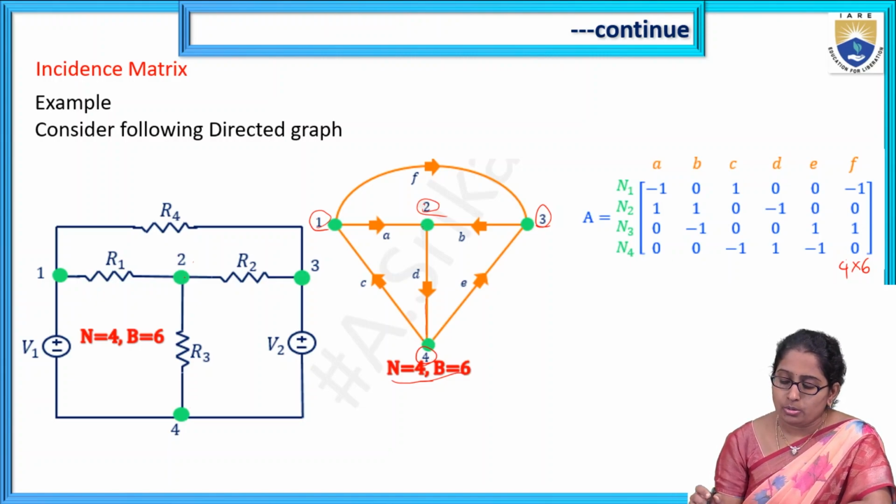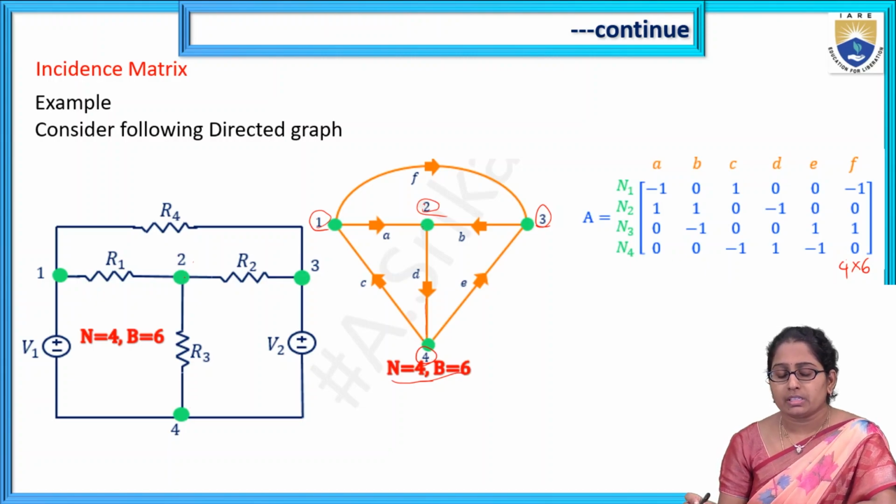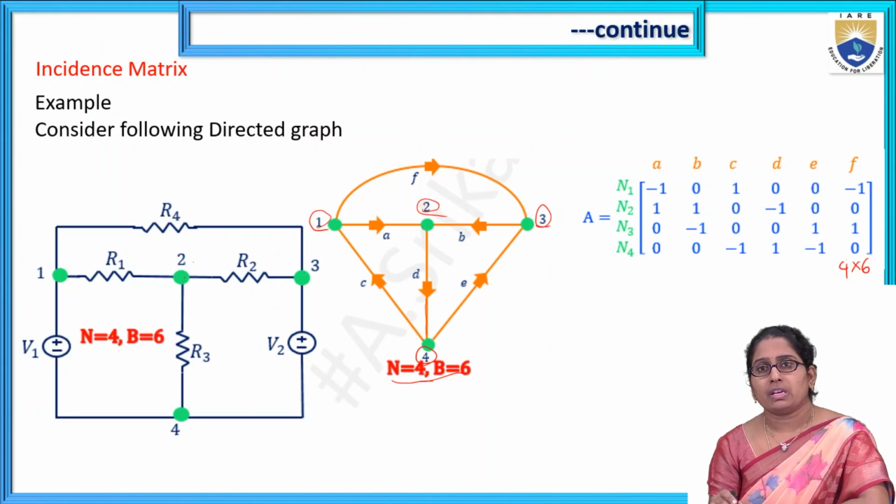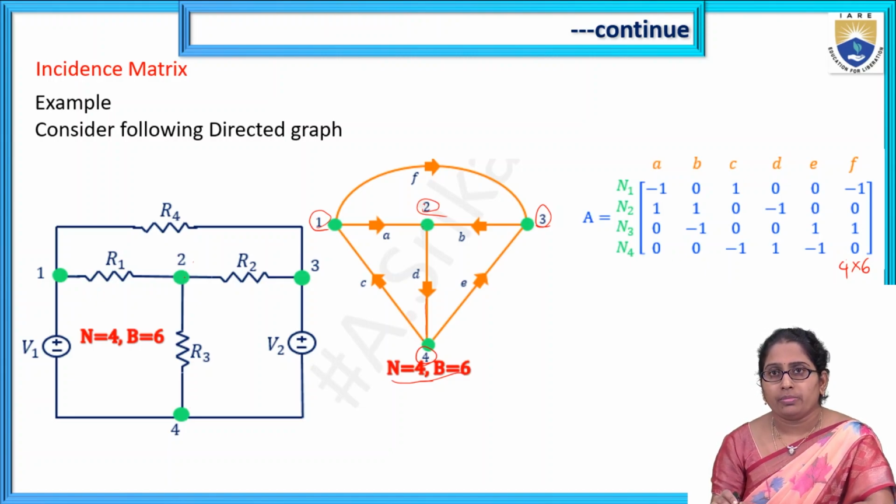Now, the values are the elements in the incidence matrix. So we know how to write it down. In the previous slide, you have seen if a particular branch current is entering towards a selected node, then its value will be +1. If it is leaving, minus 1. If it is neither leaving nor entering, 0.